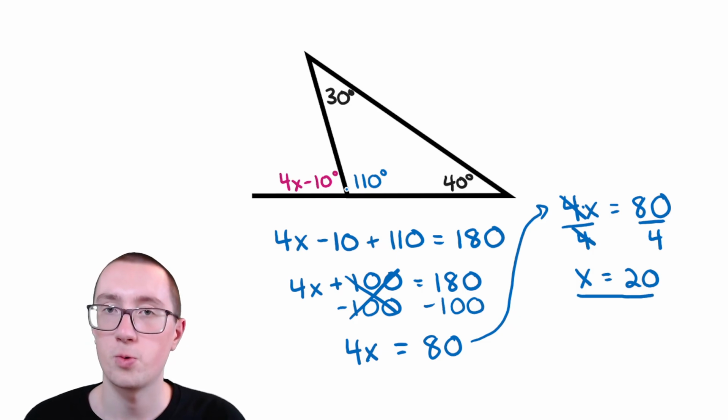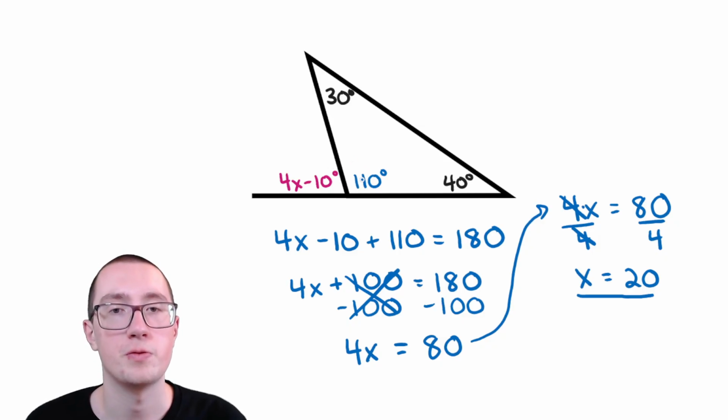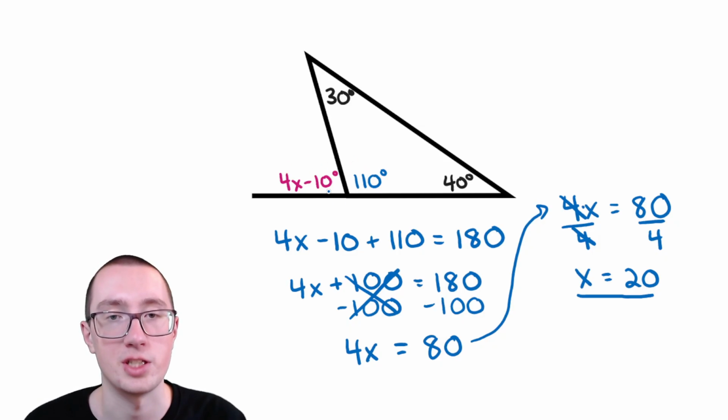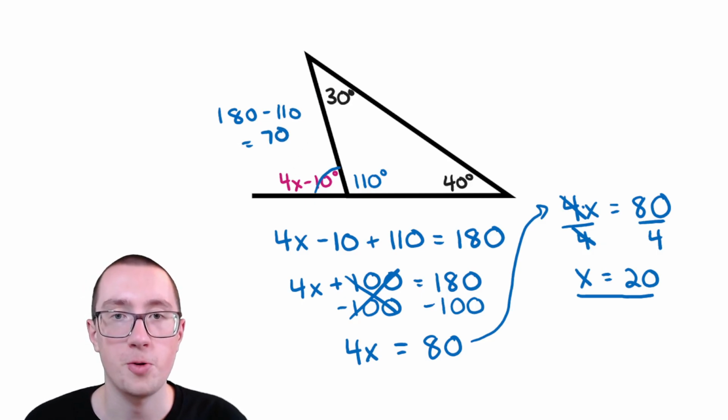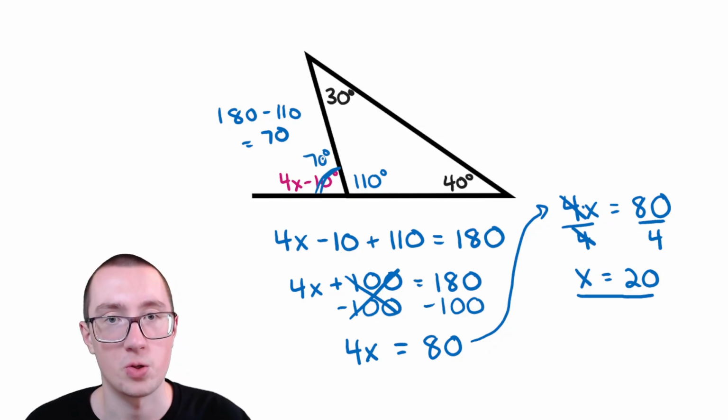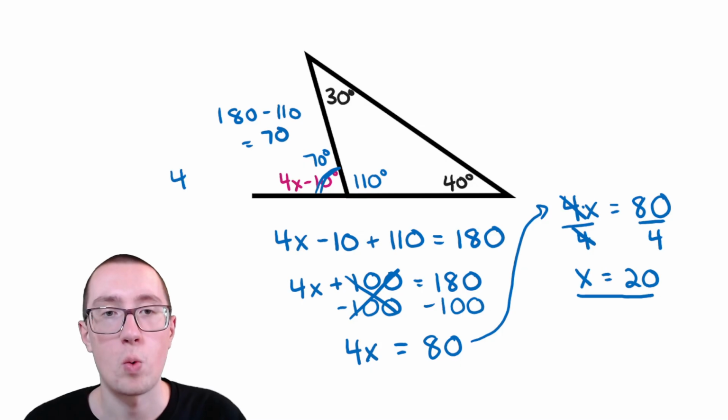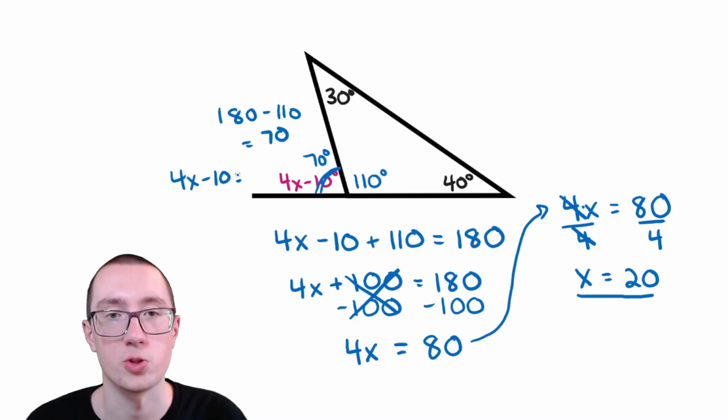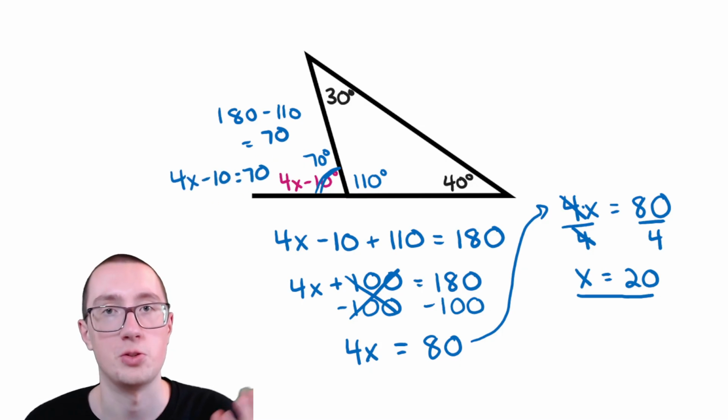Now, technically, there is another way that you could have solved this, so maybe this makes more sense to you, but you could have tried to figure out what this angle is equal to first, and then figure out x. So 180 minus 110 is equal to 70. So this whole angle here is 70 degrees. And then you can make an algebra equation out of that. So you can say that 4x minus 10 has to be equal to 70. And then you could solve for x. You'll get the same answer. So now you know how to use the exterior angle theorem to solve for x.